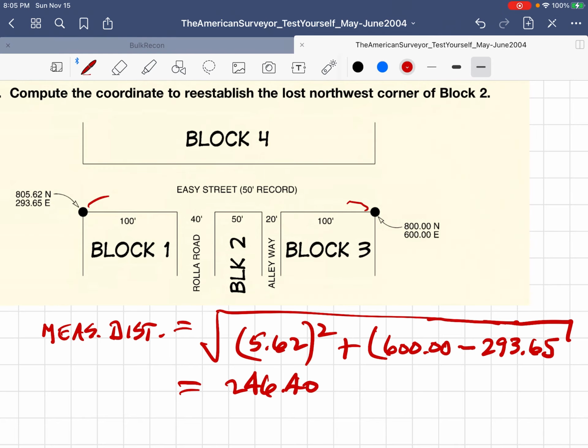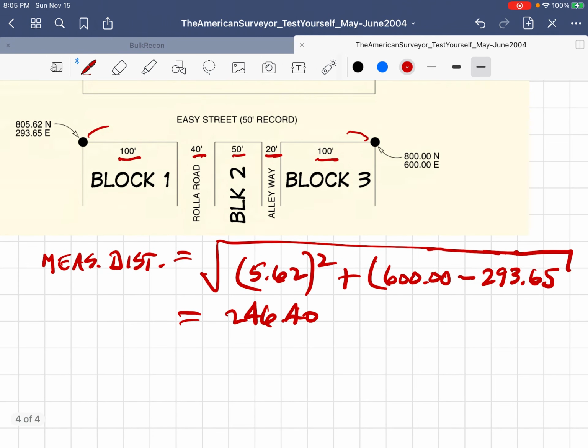So you can see the record distance turned in by the original surveyors, if we add up all these numbers, there's 200, 250, 290, 310. I'm looking at my notes here and I see what I did wrong. This is actually going to be a different number. This is going to be 306.40.